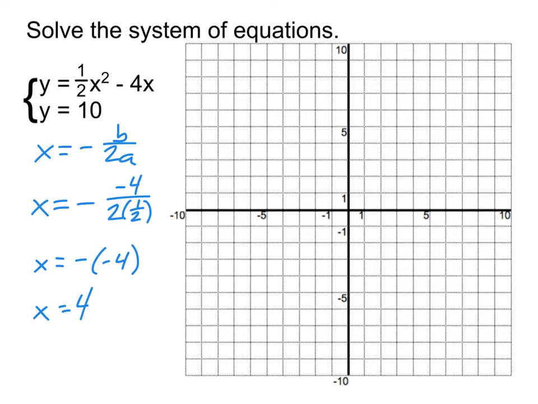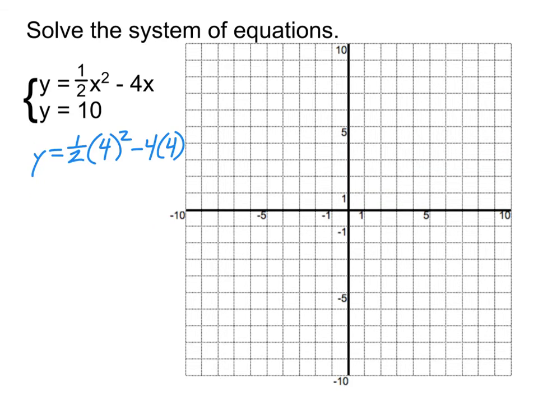and then go ahead and find your y coordinate if you haven't yet. And so when you plug the 4 back into that original equation, we end up finding that y equals -8. So we know our vertex is at (4, -8), plot that point, and then we make our graph from there.